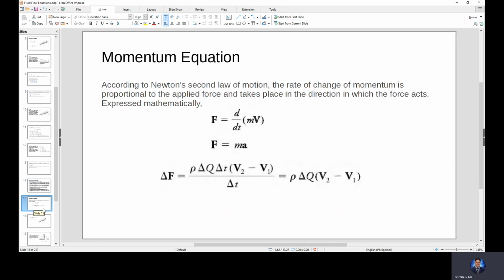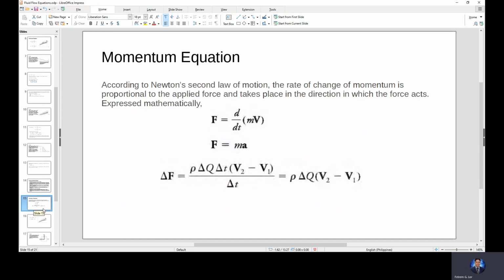So aside from Bernoulli, Bernoulli is all about conservation of energy, right? We mentioned energy from point 1 to point 2. Another thing to consider is the momentum equation. Going back to Newton's second law of motion, the rate of change of momentum is proportional to the applied force and takes place in the direction in which the force acts.